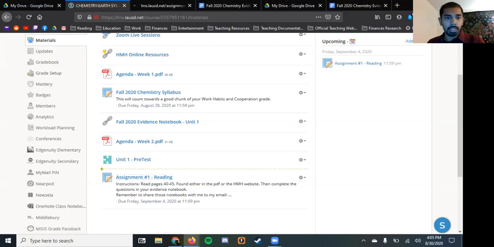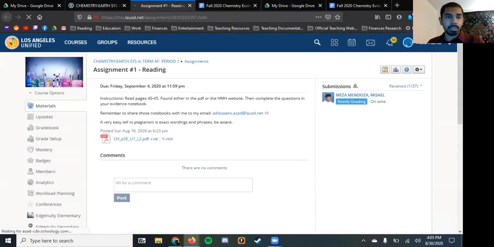So let's look at assignment 1, reading. Obviously, the first thing you do is read the instructions. We're going to read pages 40 through 45 in this PDF or on the HMH website. Then complete the questions in your evidence notebook. Remember to share those notebooks with me at adeepsami.azad@leusd.net. And don't plagiarize. Again, very obvious. If we click this PDF, either here or the view, I'll press the view because it opens up a new link.